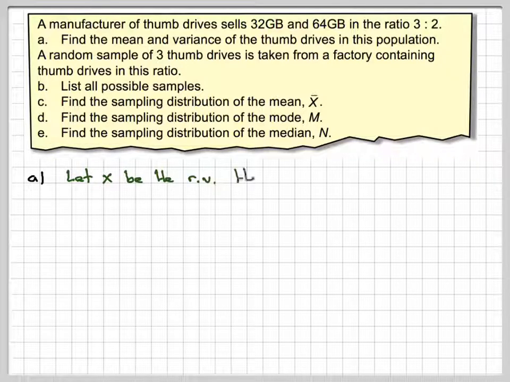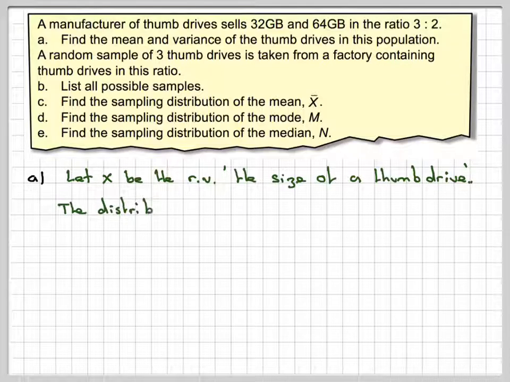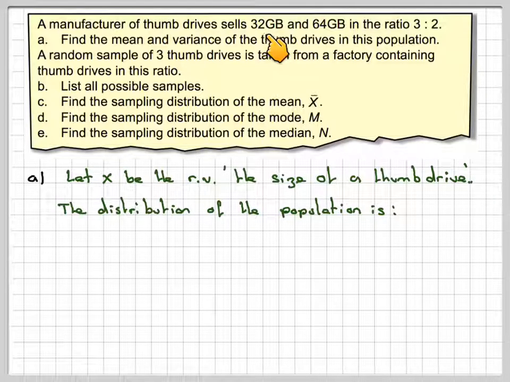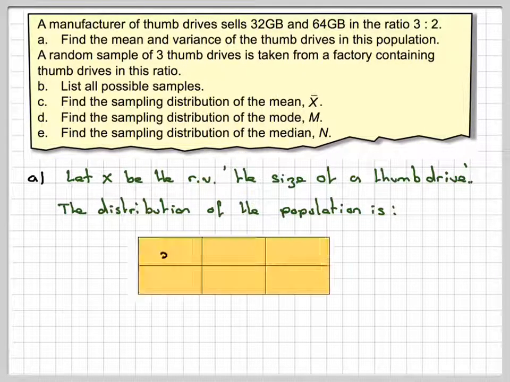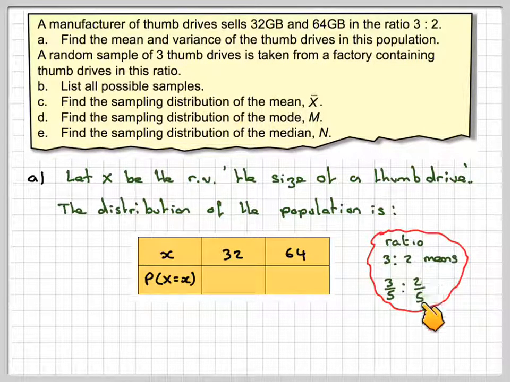Okay, so we let x be the random variable, the size of a thumb drive. The distribution of the population, there's only two values it can take, which is 32 and 64. So x can take on 32 and 64. It's a ratio of 3:2, means a ratio of 3/5 to 2/5. Therefore, the probability here will be 3/5, and the probability here will be 2/5. Notice these two both add up to 1.